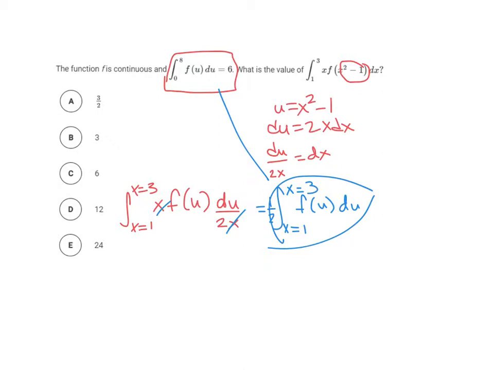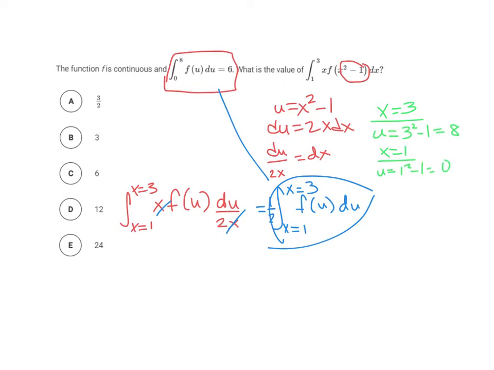So let's go ahead and try that out. I'm going to do this up here next to my u stuff. So for x equals 3, that is going to go along with u equals 3 squared minus 1, which is u equals 8. So that's good so far. For x equals 1, that's going to go along with u equals 1 squared minus 1, which is 0.